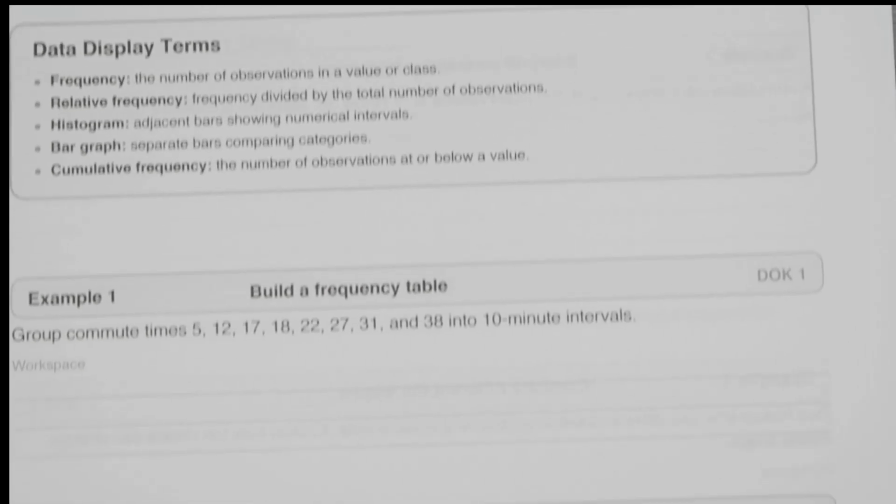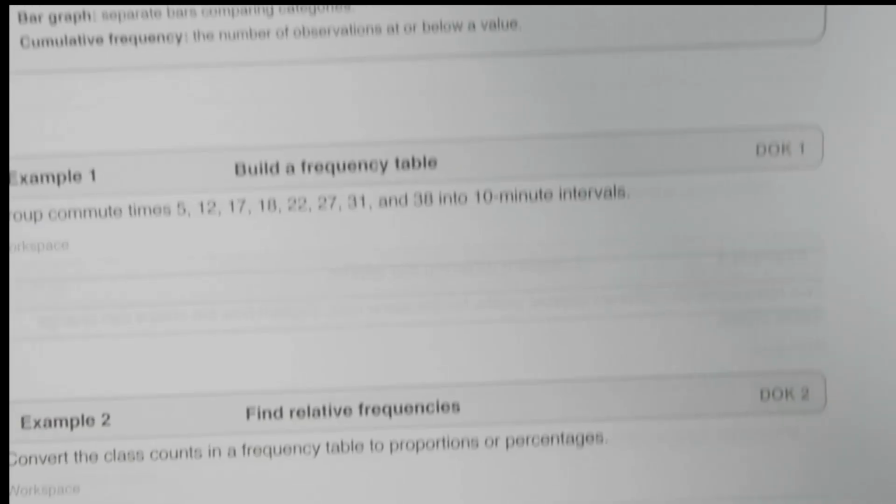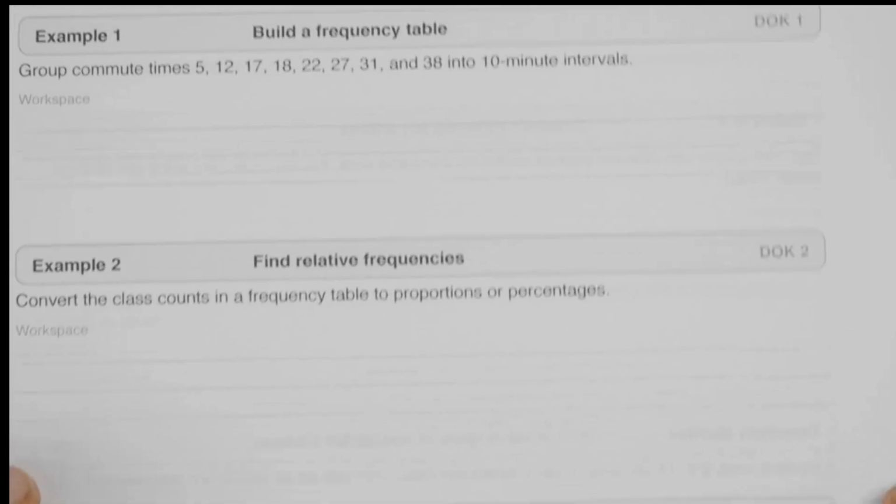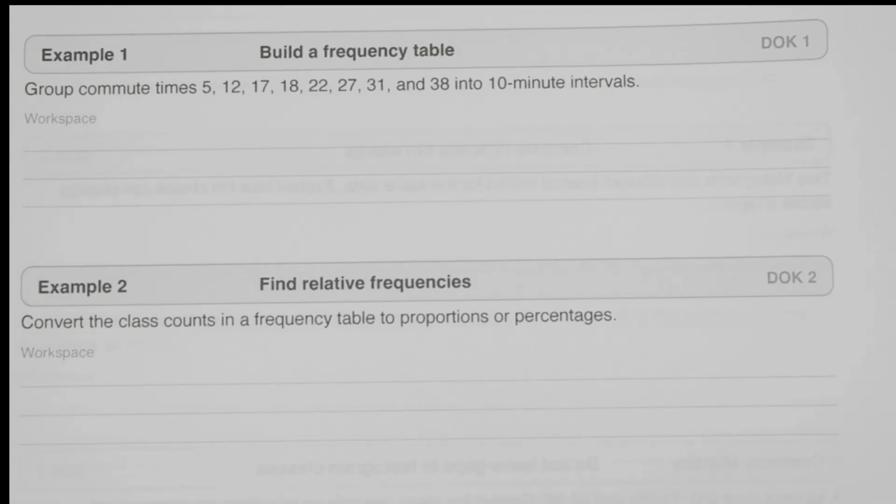So, first of all, example number one, and again, you can review those terms at your own leisure. We're going to try to make these videos a little bit more concise. Example number one, build a frequency table. We are given these commute times: 5, 12, 17, 18, 22, 27, 31, and 38. We want to group them into 10-minute intervals.